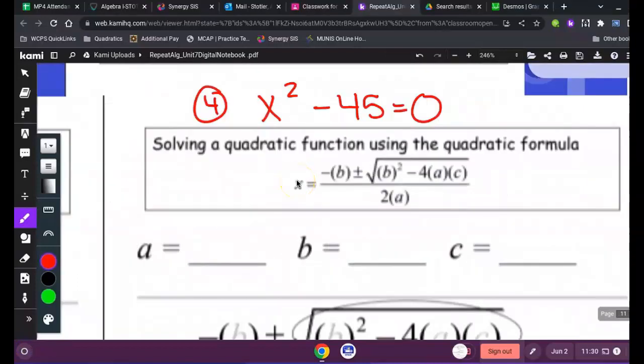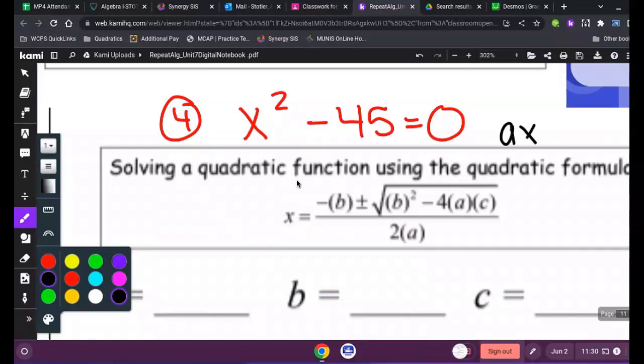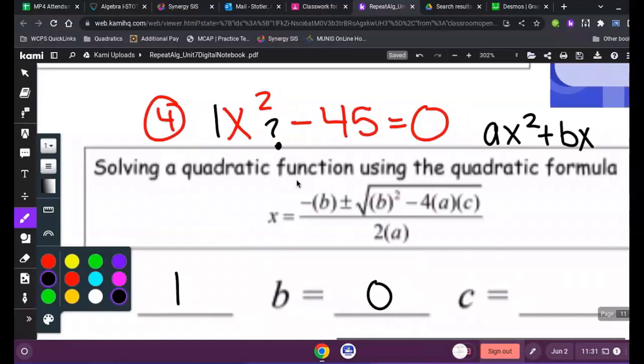So number 4 looks a little bit different. The equation that we're going to solve, x to the second power minus 45 equals 0. So our a value is the number that's in front of x to the second power. So that's a 1. So a is equal to 1. Our b is the number in front of x, but we don't have an x term. We're missing that middle term. So if we don't have a number, we're going to let that represent 0. And then our c is the number without a variable. So this is our c value, negative 45.